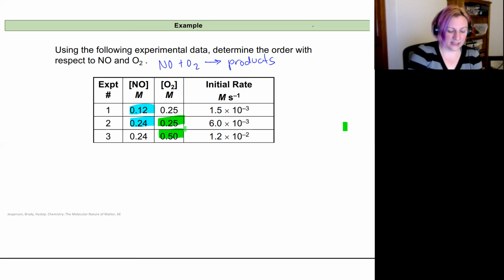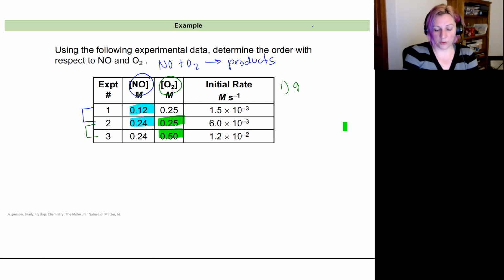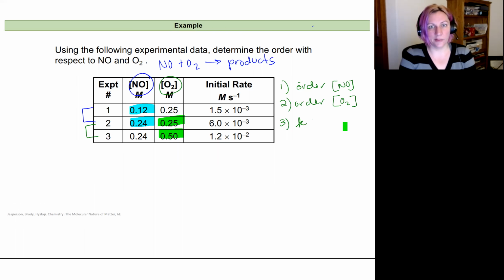So I'm going to take these just two at a time, and I'm going to focus first on NO, and then I'm going to focus on oxygen. My first goal is to get the order. Let's write this out. I'm going to learn the order with respect to NO. Then I'm going to find the order with respect to oxygen. And then I'm going to find the rate law constant. Sorry, I keep saying equilibrium constant. And lastly, I'll write my overall rate law.